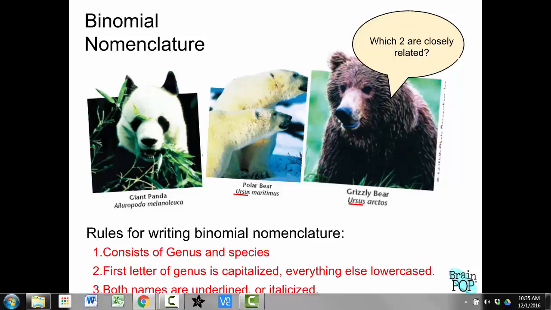The other rule is about how we write it. We underline scientific names if we're writing them by hand, or if you're using a computer, you would make it in italics. You could see that's how they're written there.